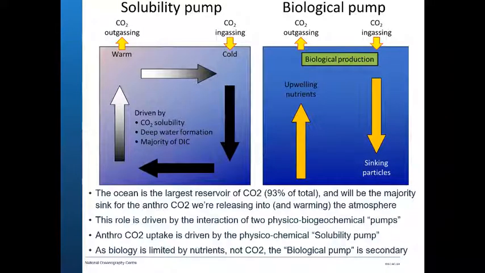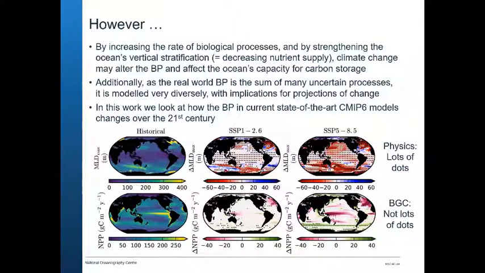However, that's not always true. And into the future, we expect that changing temperatures will change the rates of biological processes. It will also change the stratification of the ocean vertically, and that will decrease nutrient supply. So for all these reasons, there's reason to suspect that the biological pump strength will change into the future. Another thing about the biological pump, which separates it from the solubility pump, is that it's not as well characterized. It deals with a large number of really complex ecological processes, most of which are very uncertain. So as a result, it's modeled extremely diversely in marine biogeochemical models.